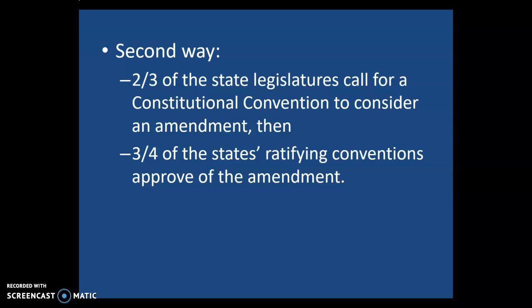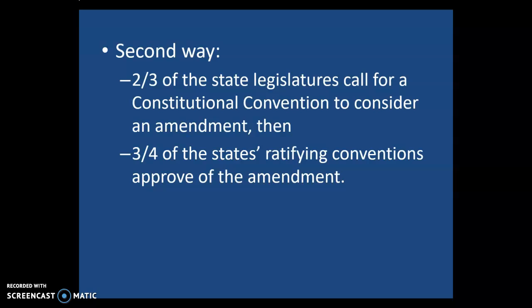We've had 27 amendments, as stated before. 26 of those amendments were passed in the first way that I just described, where the process started in the Congress and then moved to the state legislatures. Only one amendment, the 21st Amendment, happened this second way, where it began with state legislatures and then went to a constitutional convention process. The one amendment that did use this second method of passing it was the 21st, which is the amendment which repealed prohibition.